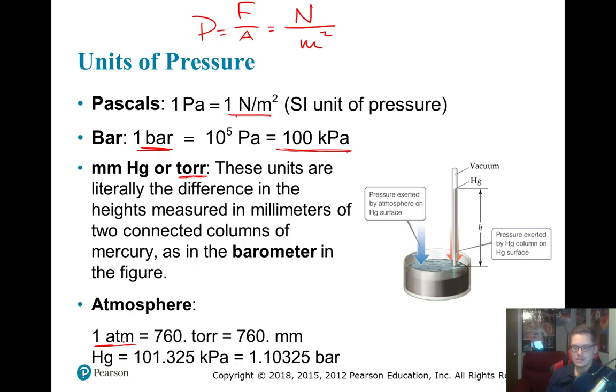This is your big set of conversion factors that you'll want to have memorized. Some of these are given on the back of our little sheet, and some of them you'll just have to memorize. One atmosphere is equal to 760 torr, 760 millimeters of mercury, 101.325 kPa, or 1.01325 bar. Another one you might want to know is 14.70 pounds per inch squared. That might be another one to keep track of.